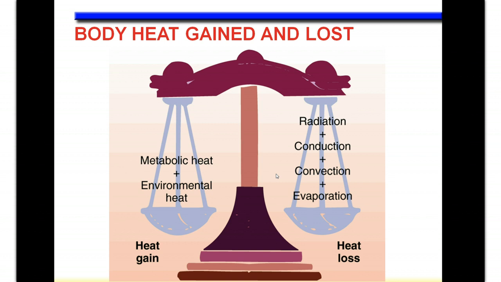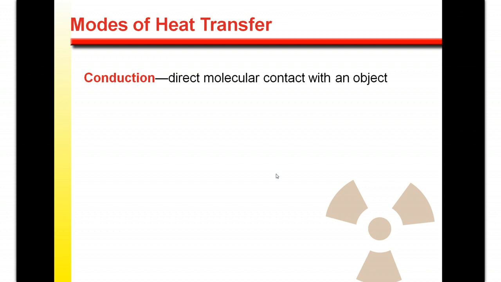The other thing is environmental heat. So environmental heat is heat from rays from the sun, heat from the warm air outside, all those sorts of things. So we lose that heat via radiation, conduction, convection, and evaporation. So we'll talk a little bit about those. Okay, so conduction is direct molecular contact with an object. So that's why, like, your cat or your dog likes to lay down on the cool spot on the floor, right? They lay down on the cool floor, and it helps them cool down, right?